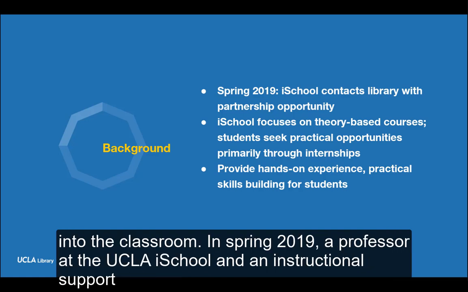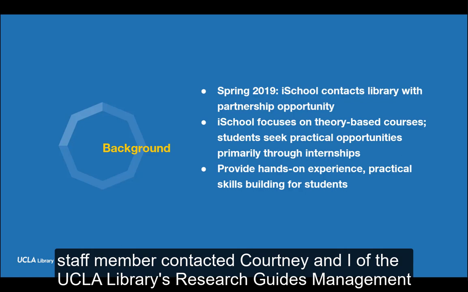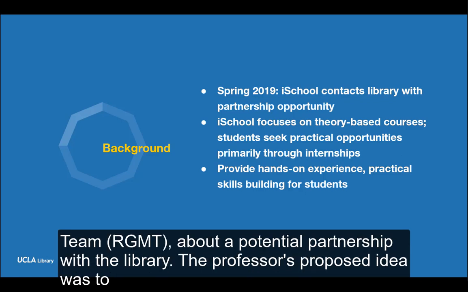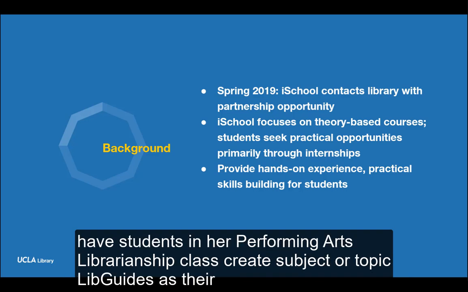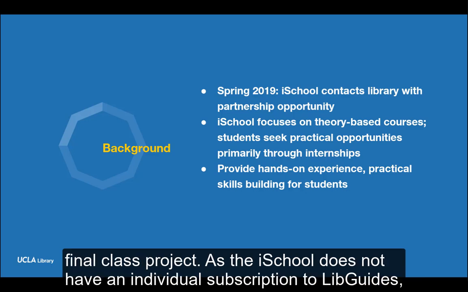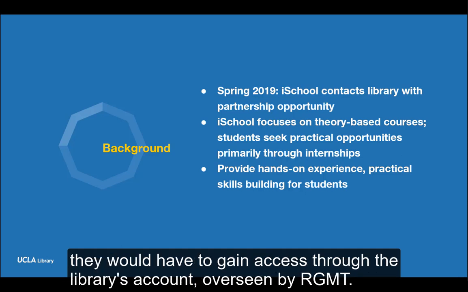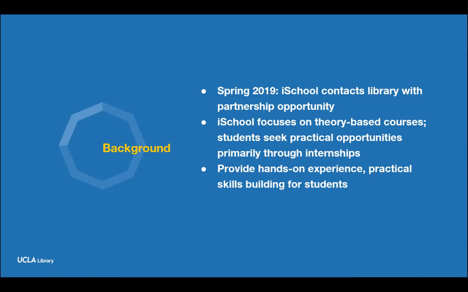In spring 2019, a professor at the UCLA iSchool and an instructional support staff member contacted Courtney and I of the UCLA Library's Research Guides management team about a potential partnership with the library. The professor's proposed idea was to have students in her performing arts librarianship class create subject or topic LibGuides as their final class project. As the iSchool does not have an individual subscription to LibGuides, they would have to gain access through the library's account overseen by the Research Guides management team.